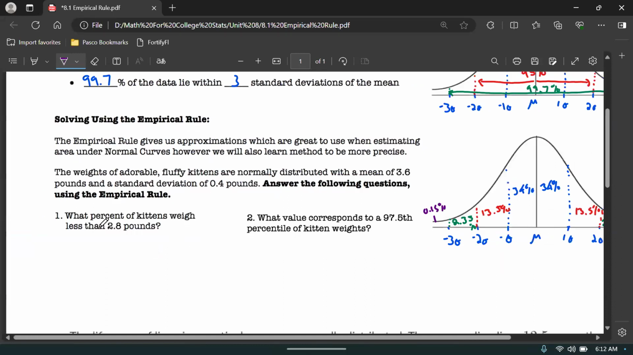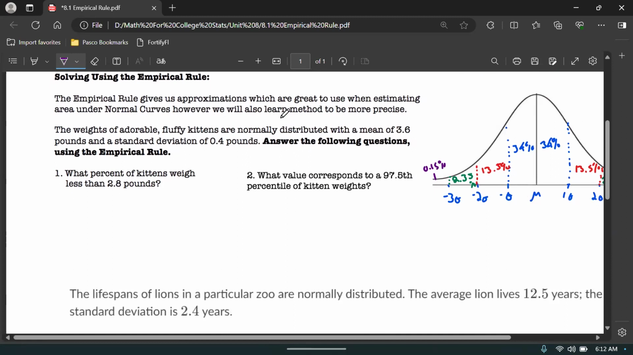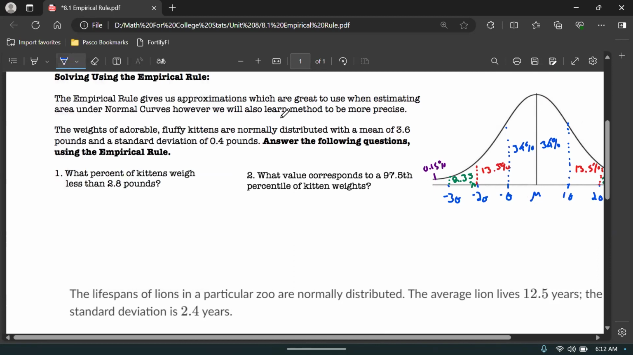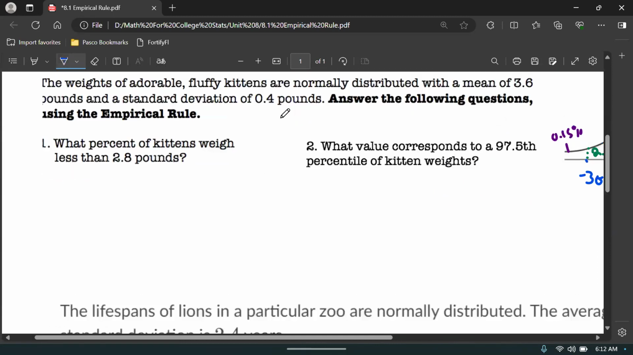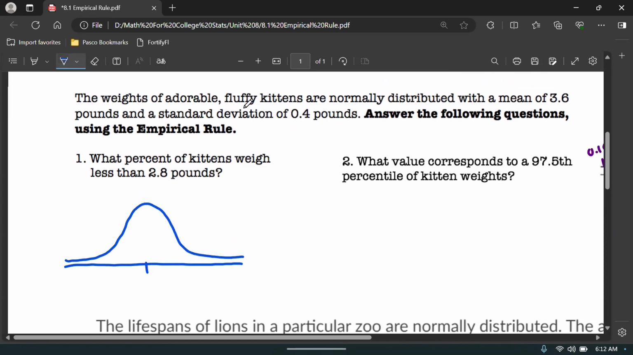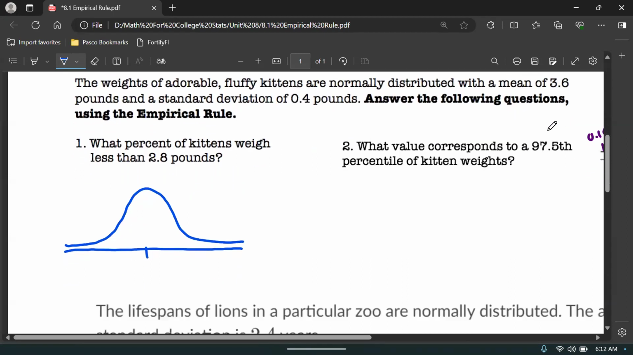All right, so what percent of kittens weigh less than 2.8 pounds? Before I can answer this, I'm going to have to draw out my normal distribution. So let's have some practice drawing one out for the first time. We know it's a normal distribution, so let's make a graph of this. Just a sketch. It's not going to be beautiful, but it's going to get the job done. Now, notice it says the mean weight is 3.6. Of course we know that's going to be the center of this distribution.